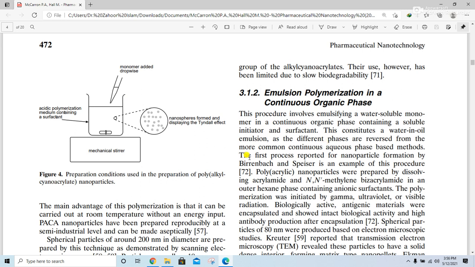You can see here, in another sketch, the preparation conditions used in the preparation of polyalkyl cyanoacrylate nanoparticles. This is a mechanical stirrer, and this is a beaker, in which there is an acidic polymerization medium containing surfactants, as well as the nanospheres which are formed and display the Tyndall effect. And these are the monomers which are added dropwise to the surfactant.